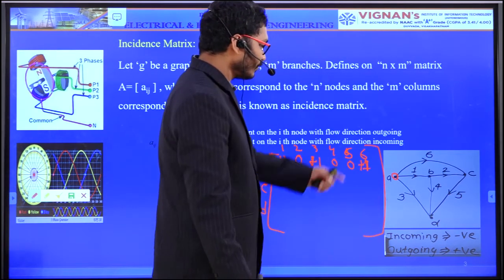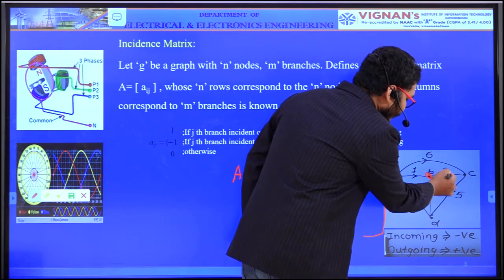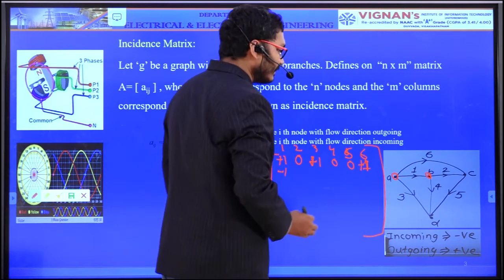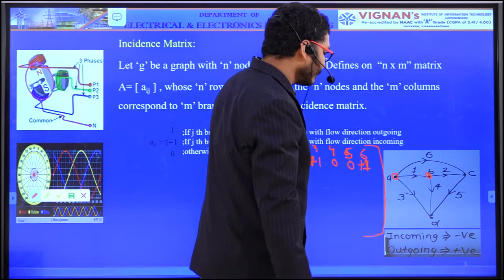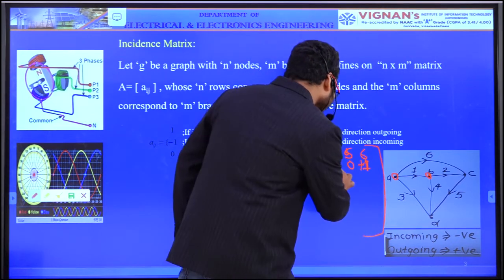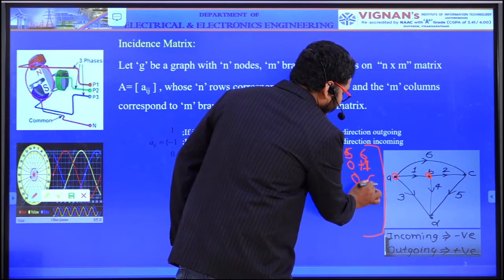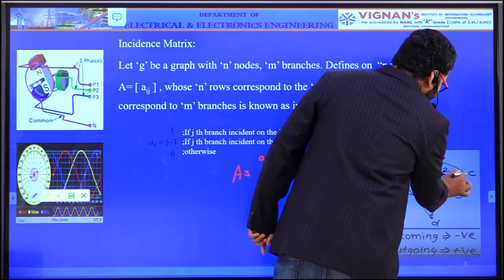For node B, branches 1, 2, 4. Branch 1 is incoming, so it is minus 1. Branch 2 is outgoing, this is plus 1. Next, branch 4 is outgoing, this is plus 1. The remaining are not incident, so they are zeros. For node C, what are incident?